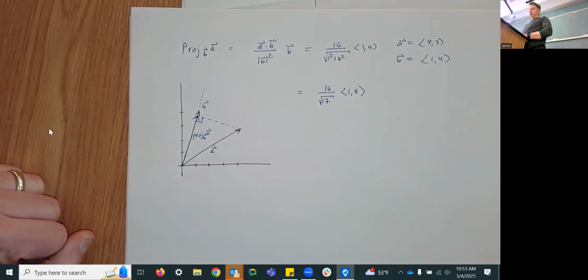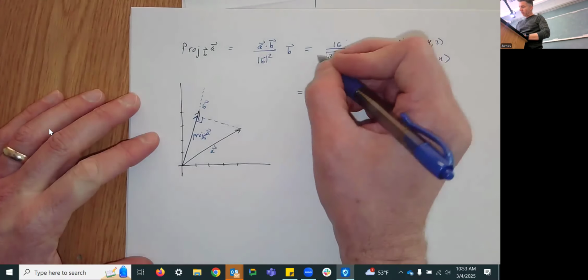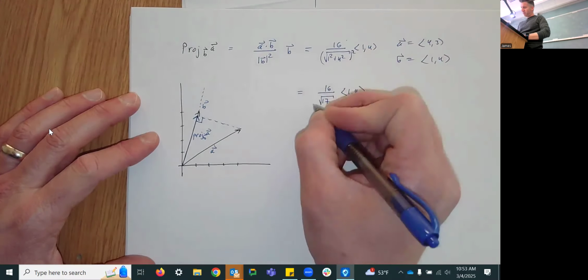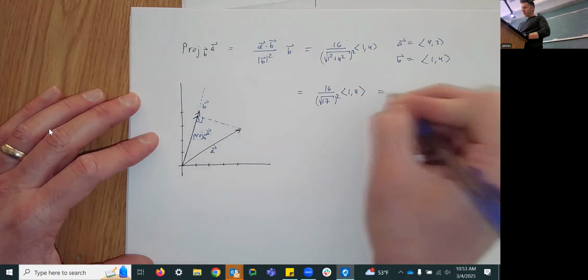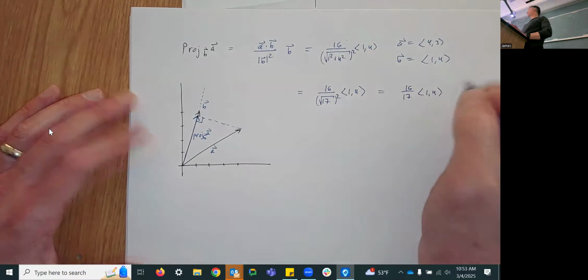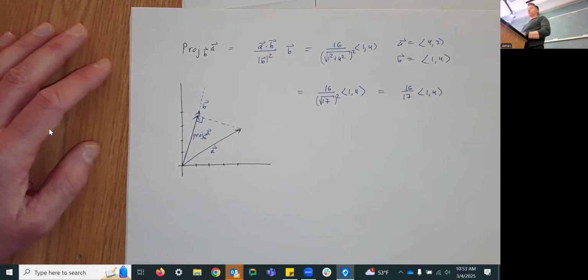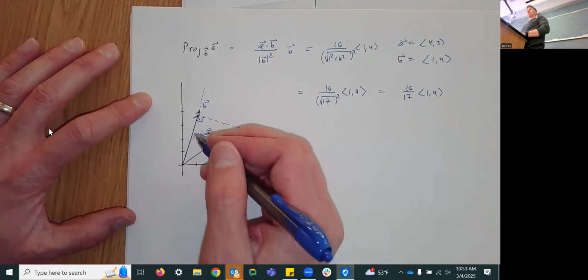Oh, I forgot to square the denominator. That's the mistake. Something felt wrong here. This is why I don't like writing it this way. I should be squaring that. Apologies. There we go. So that's 16 over 17 times 1, 4, which is just a little bit less than the vector 1, 4. So our picture looks reasonably appropriate.